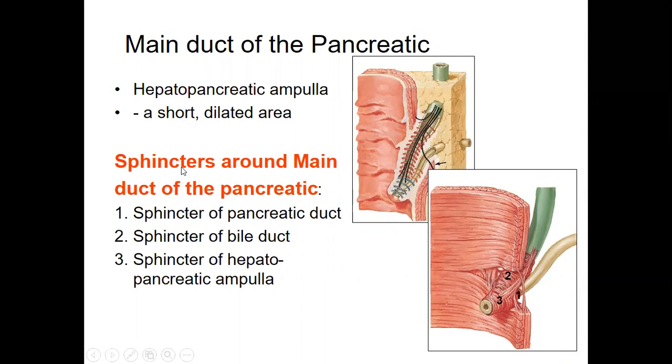Around the main duct of the pancreas, we have three sphincters. Number one, the sphincter of the pancreatic duct. Number two, the sphincter of the bile duct, the muscle that concentrates around the common bile duct. And number three, the sphincter of the hepatopancreatic ampulla, the smooth muscle that concentrates around the hepatopancreatic ampulla.